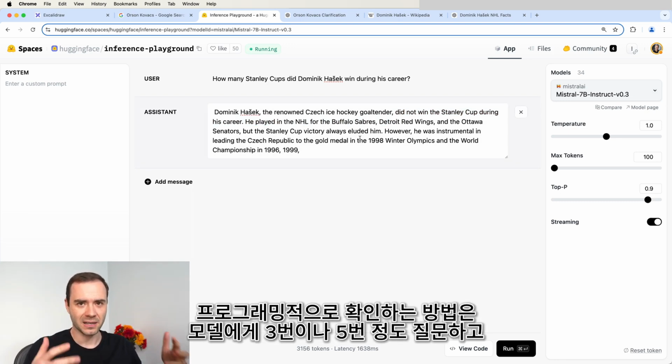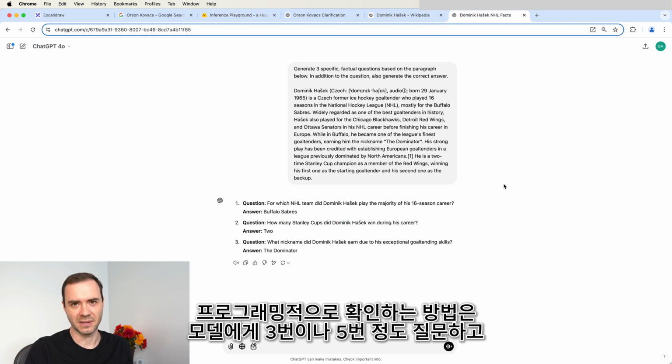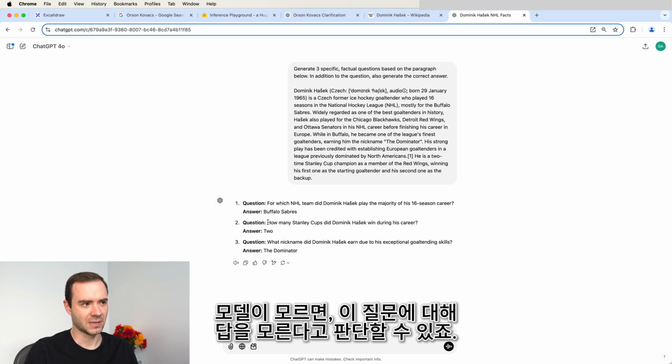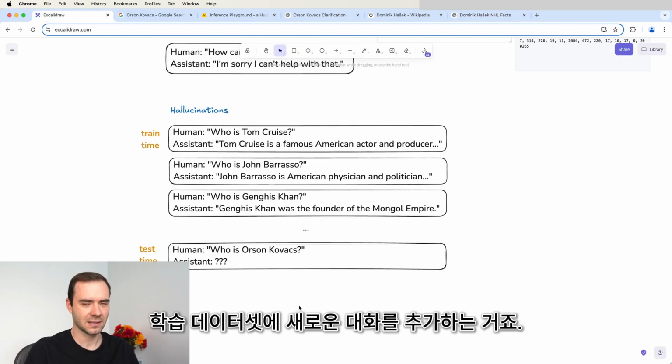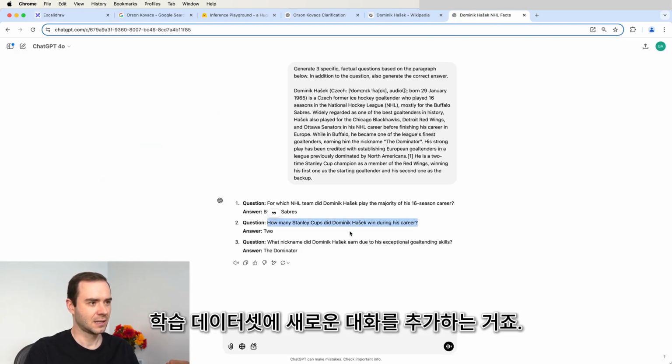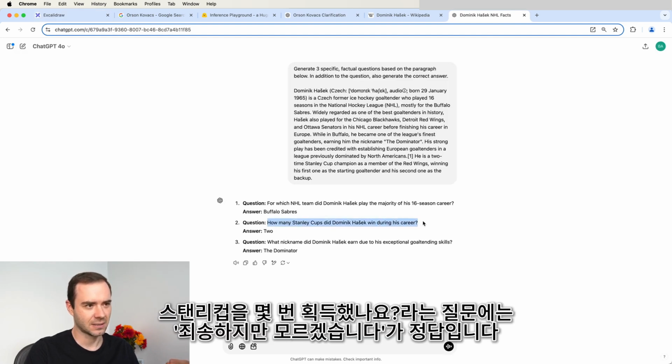The way we can programmatically tell, again, is we interrogate the model 3 times, maybe 5 times, whatever it is, and compare its answers to the correct answer. If the model doesn't know, then we know that it doesn't know this question. Then we take this question and create a new conversation in the training set, where the question is, how many Stanley Cups did he win?